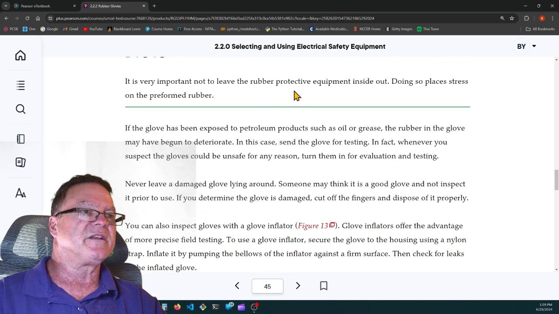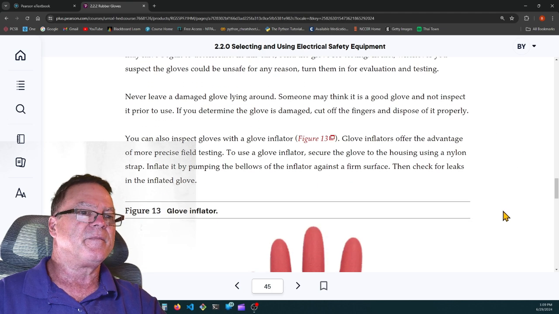It's very important not to leave the rubber protective equipment inside out. Doing so places stress on the preformed rubber.